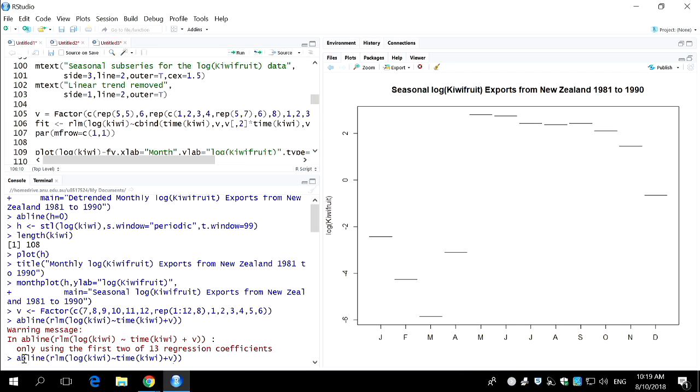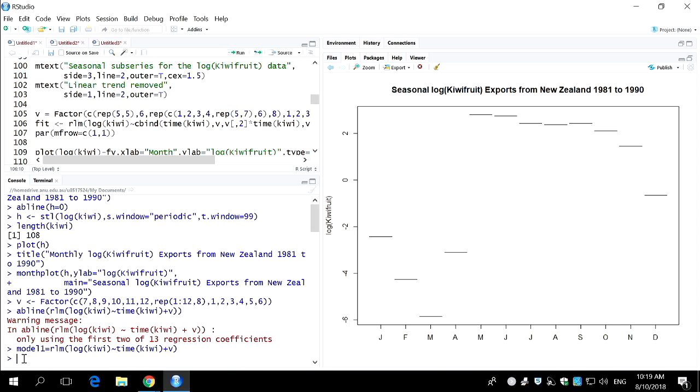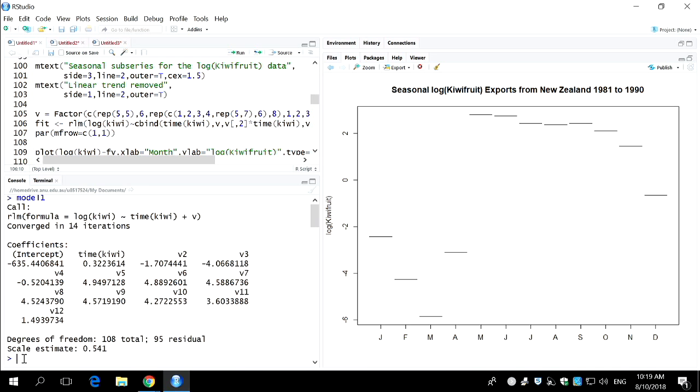Plus V. I'm not putting a line on a plot, I'm just fitting them all. So this is model 1. This is a really simple model. It basically says I've got a linear trend, and I've got a separate constant for each month. So let's have a look at that model. Okay, so you've got an intercept of minus 635. Remember, this is data on the log scale, so having a negative intercept doesn't matter, right?